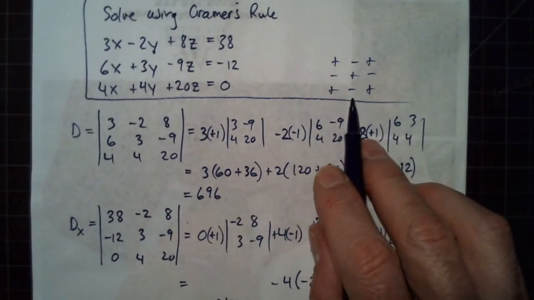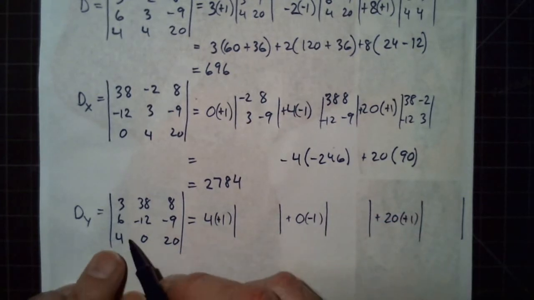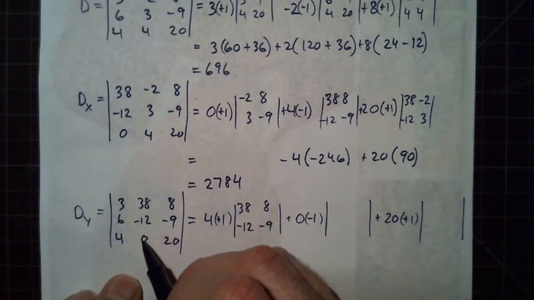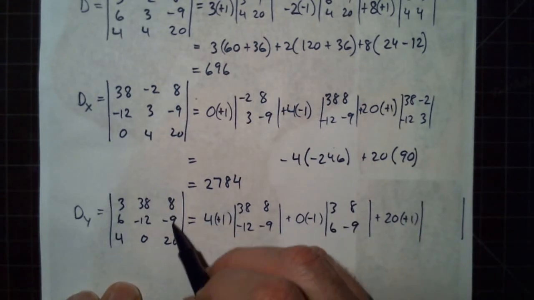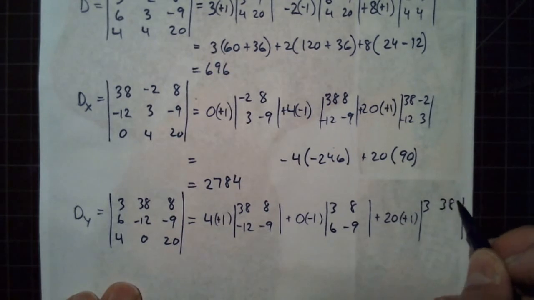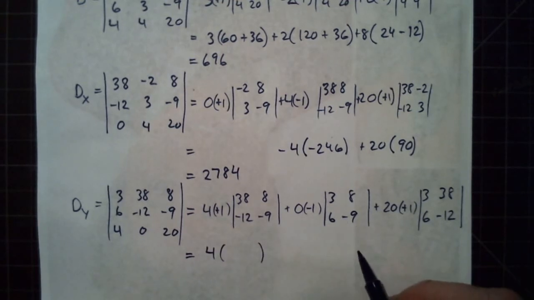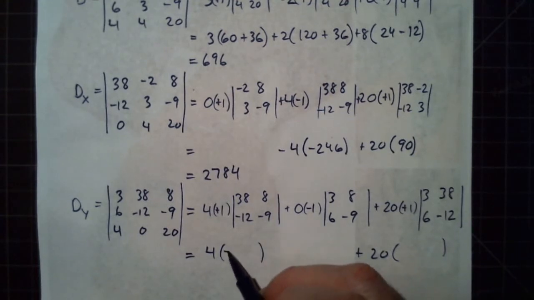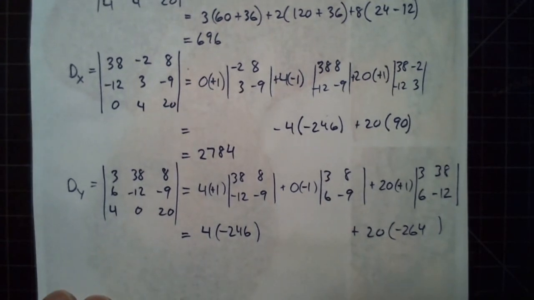And the bottom row is positive, negative, positive. Take out the 4 and we get 38, 8, negative 12, negative 9. Take out the 0 and we get 3, 8, 6, negative 9. Take out the 20, 3, 38, and 6, negative 12. 4 times that, that's 0, 20 times that. And here's negative 246 again, and negative 264. Here we get negative 6264.